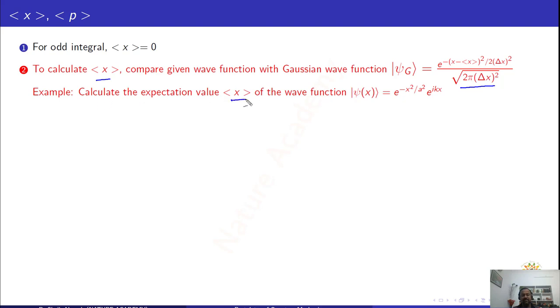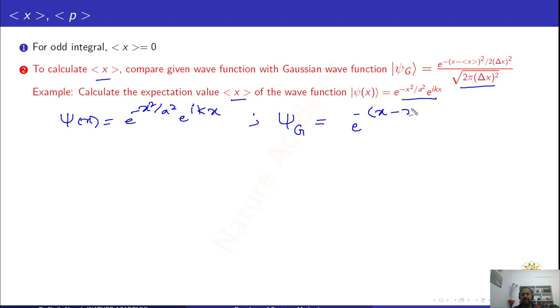For example, calculate the position expectation value of the wave function psi of x equals e power minus x square by a square, times e power ikx. So here the given wave function is like this. Compare this wave function with the Gaussian wave function psi of x. So what is the formula for the Gaussian wave function? It is exponential of minus (x minus the expectation value of x) whole square, divided by 2 delta x whole square, the whole divided by under root 2 pi delta x whole square.